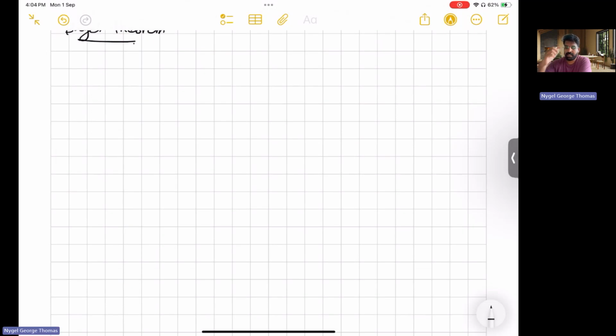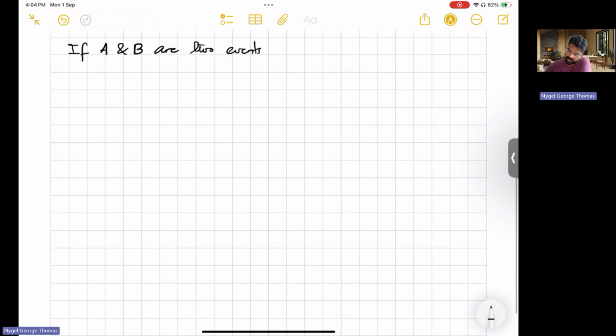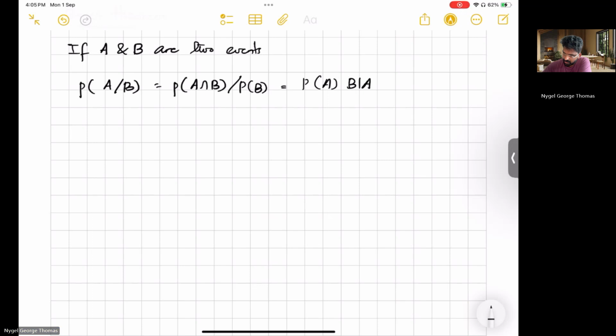What does Bayes theorem say? If A and B are two events, then the conditional probability P of A given B is equal to P of A intersection B divided by P of B, which is again equal to P of A times P of B given A, divided by P of B.